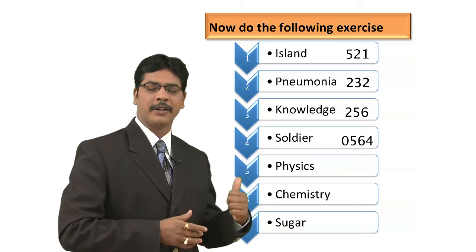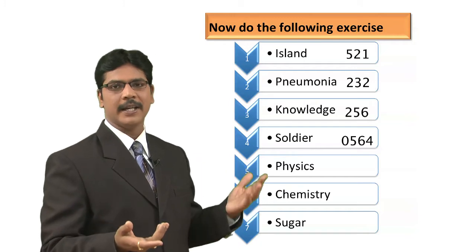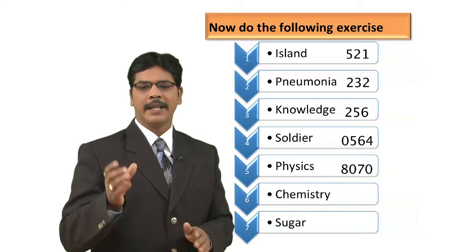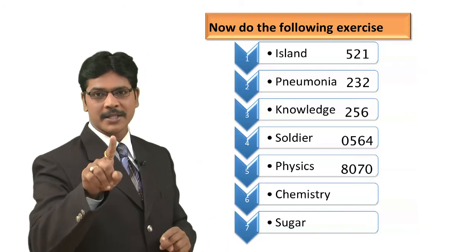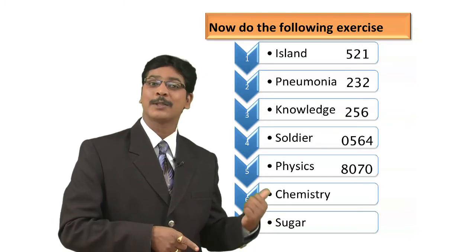Okay. The next word is physics. Now mind again, I gave the example of Philip earlier. Same thing. The physics, 8070. PH is sounding like F. Okay? Next it is chemistry. It's not chemistry as you'd expect, mind you. CH is sounding like K there. See? Again, CH also sounds like K.